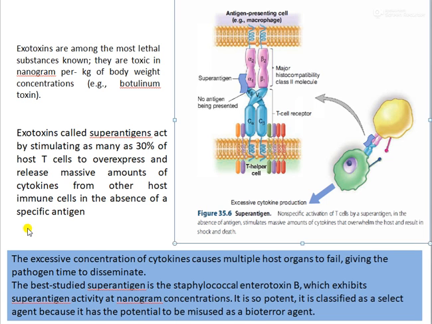throughout the body. And the best example of an exotoxin is the staphylococcal enterotoxin B, which has superantigen activity even at nanogram concentrations. It is so potent that it is classified as a select agent because it has the potential to be misused as a bioterror agent also. So though we consider these exotoxins to be extracellular in nature, their role in some microbes is very significant because they could serve as superantigens.